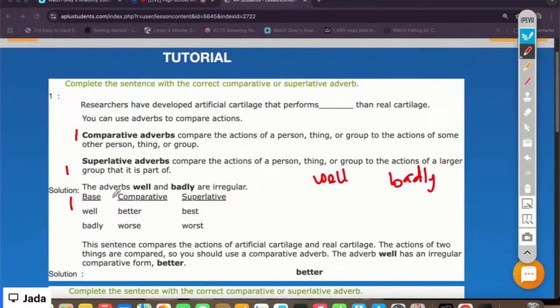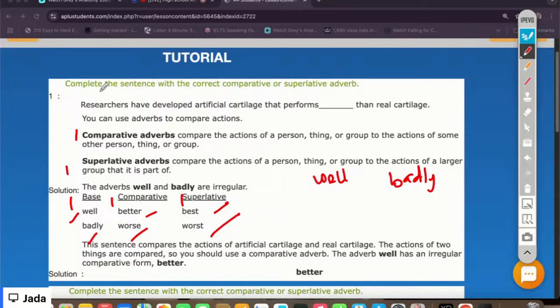So we have the base, we have comparative and superlative. Well, better, best. Badly, worse, worst. So you can say that they are irregular. They're not like the other ones that end with er or also have more or most. These are the irregular adverbs. Okay, so you have to take note that they are different. Well goes with better, best, and badly goes with worse, worst.